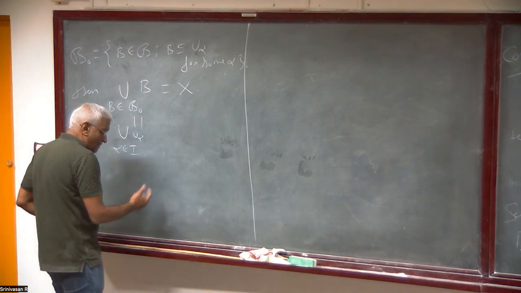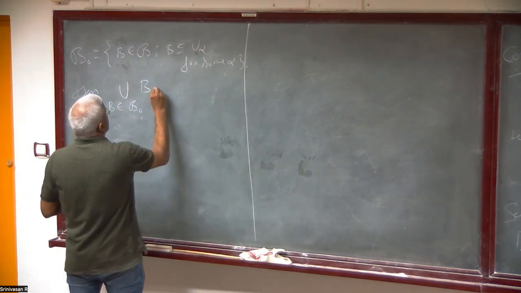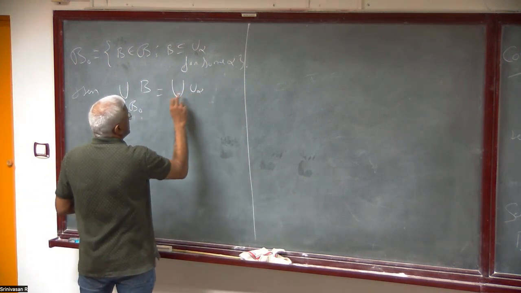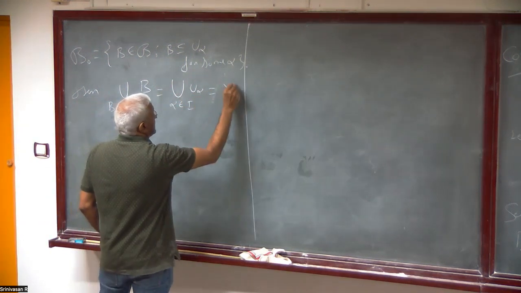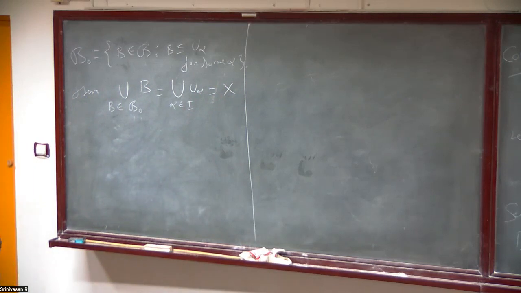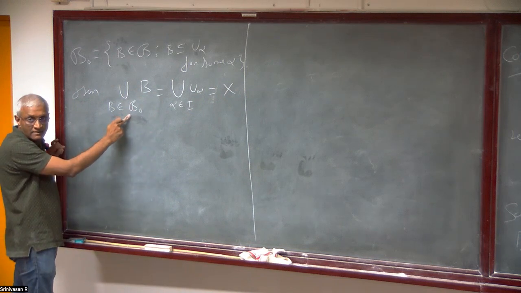Maybe I will write it this way. Then let's see, this is the argument. It is equal to the union of U_alpha, alpha in I. This is equal to X. But this is a countable collection.